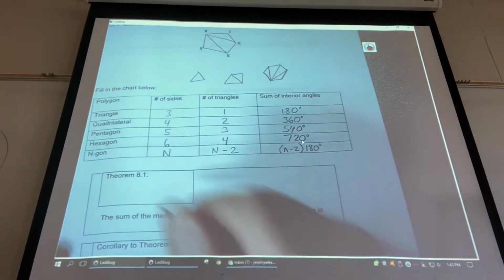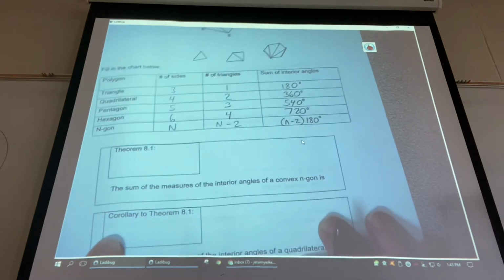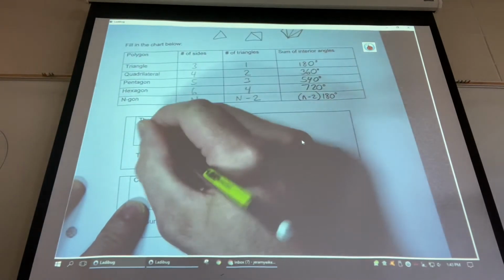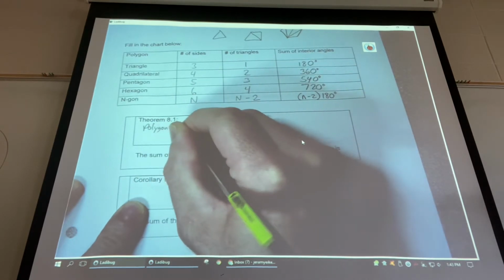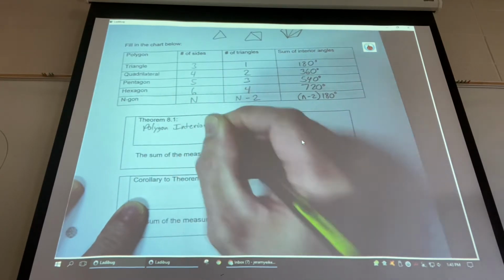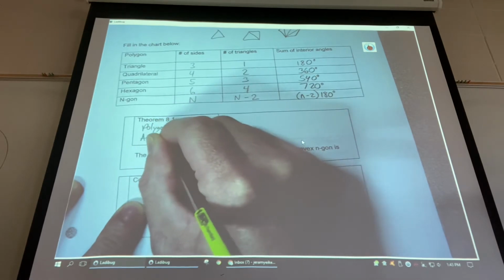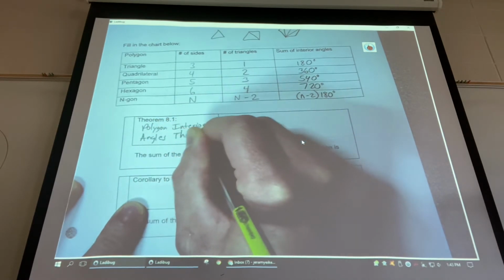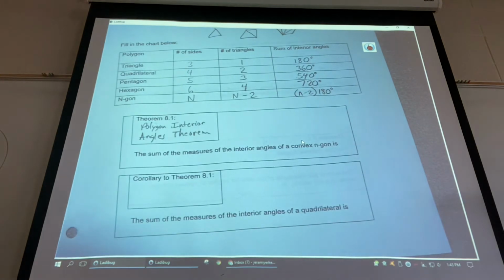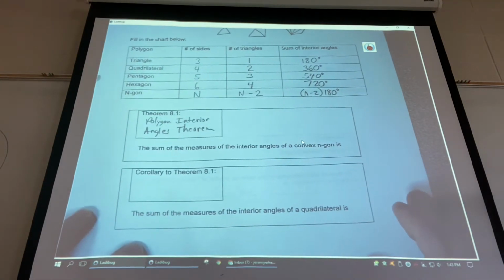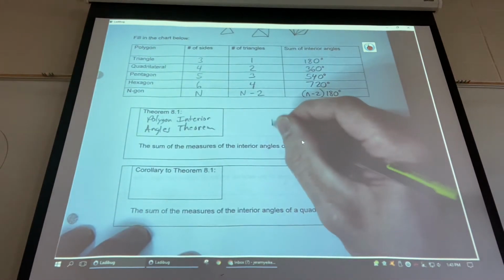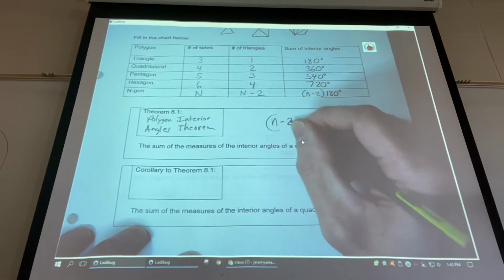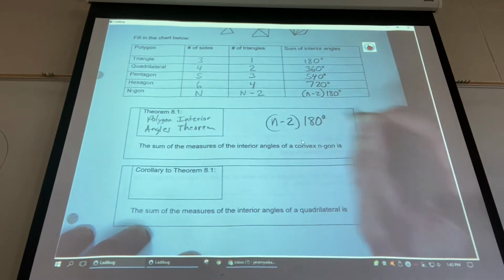So basically that's what Theorem 8.1 is. Theorem 8.1 is the Polygon Interior Angles Theorem. It says that the sum of the measures of the interior angles of a convex n-gon is n minus 2 times 180 degrees.